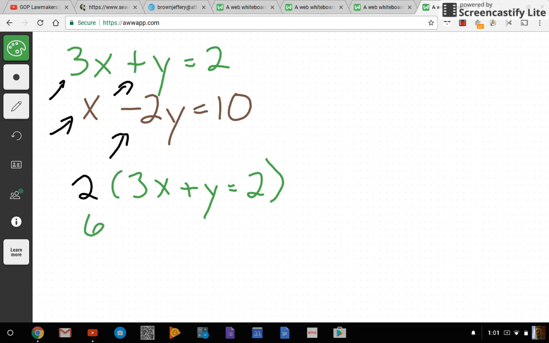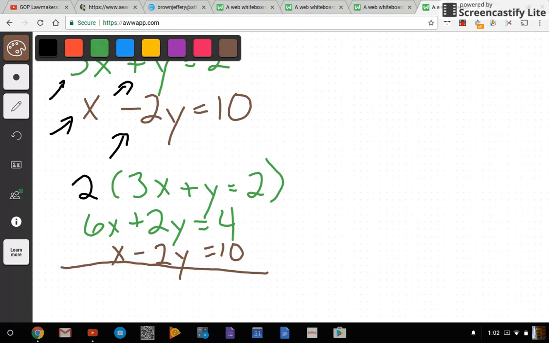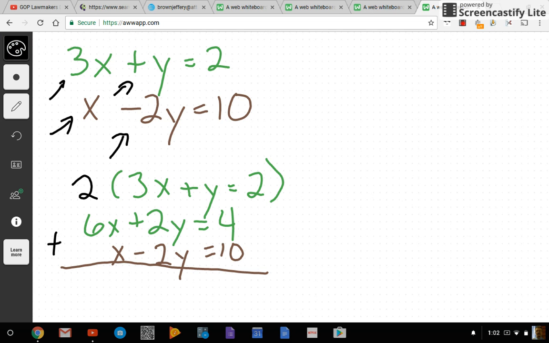So this would be 6x plus 2y is equal to 4. Getting my other equation and lining it up to do the business here and add. Minus 2y is equal to 10. Now this is where you've got to keep in mind what you're doing. I am adding these two equations. So 10 plus 4 is 14. Positive and negative, those cancel out like I had planned it, that's good. Over here, now I would add these and get 7x.